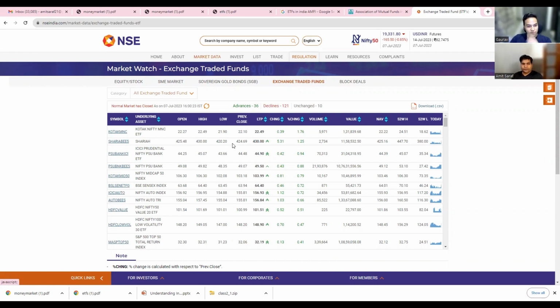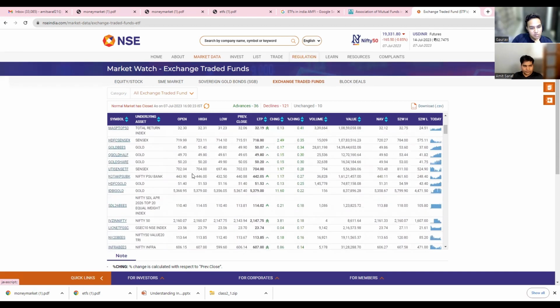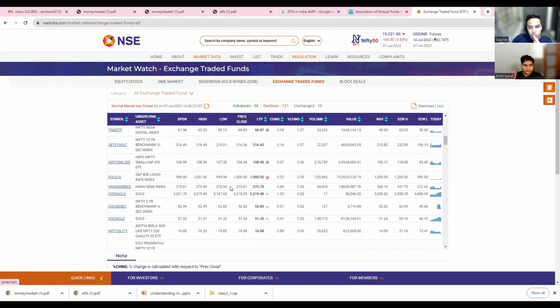Kotak Nifty MNC ETF, ICICI Prudential Nifty PSU Bank ETF, Nifty PSU Bank, Nifty Midcap 50 Index, BSE Sensex Index, Nifty Auto Index, Nifty Auto TRI, HDFC Nifty 50 Value 20 ETF, HDFC Nifty 100 Low Volatility 30 ETF, S&P 500 Top 50 Total Return Index, Sensex Gold, Nifty PSU Bank, and Nifty SDL APR 2026 Top 20 Equal Weight Index, Nifty 50 GSEC 10. There are so many.